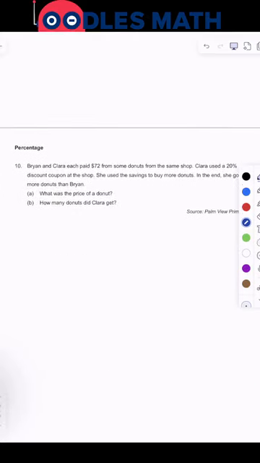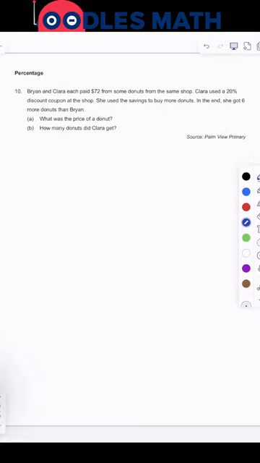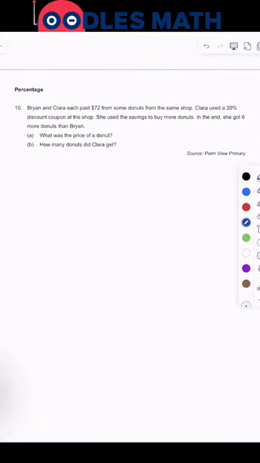Okay, this last question is a question related to the topic of percentage, which I believe many of you in your schools will have also learned. Now, let's quickly take a look at this question here. Question 10 reads, Brian and Clara, 2 different people, each paid $72 for some donuts from the same store, alright? So, Clara used a 20% discount coupon at the shop.